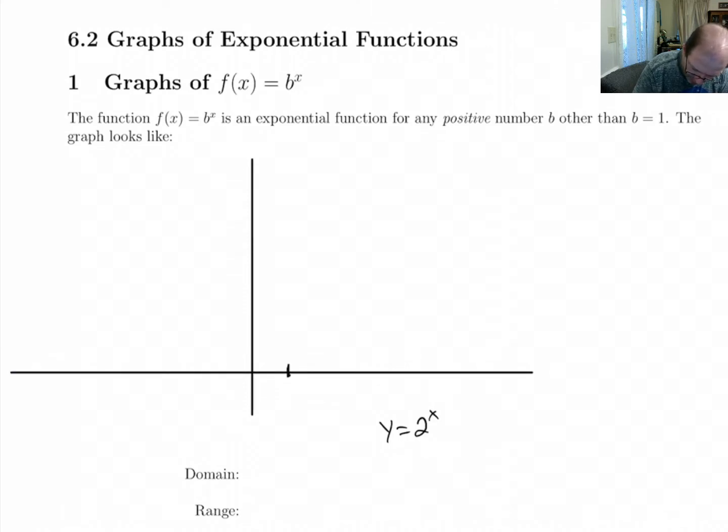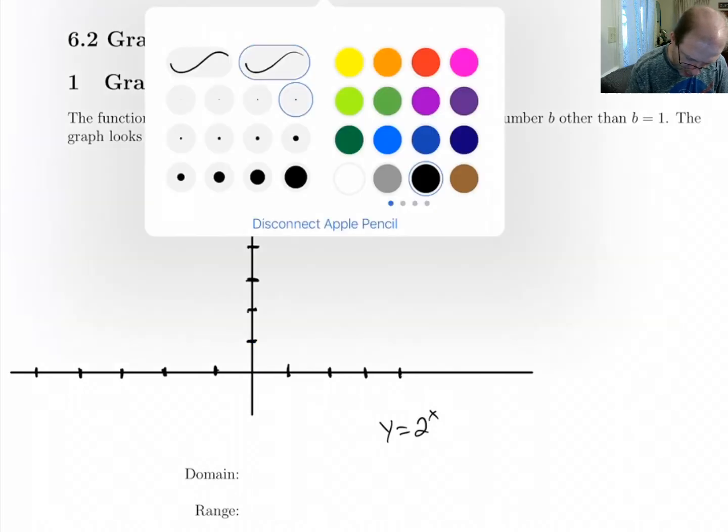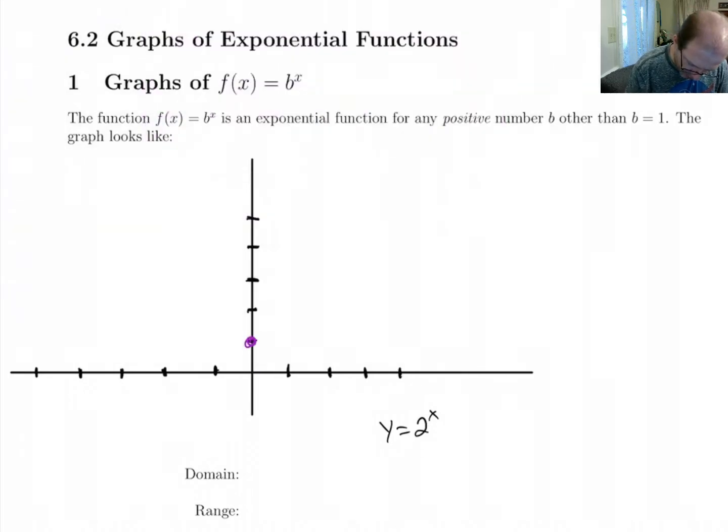Actually, let's plot a few points. If I'd been thinking ahead, I would have put some tick marks on this page, but that's okay. When I start graphing this, right here, 2 to the 0 power is 1. Let's graph this in purple. 2 to the 0 is 1. 2 to the first power is 2. 2 to the second power is 4. 2 to the third is 8, so that's going to be up here somewhere.